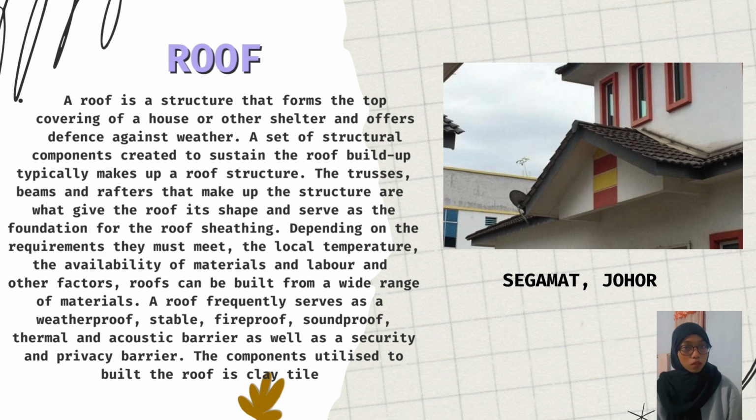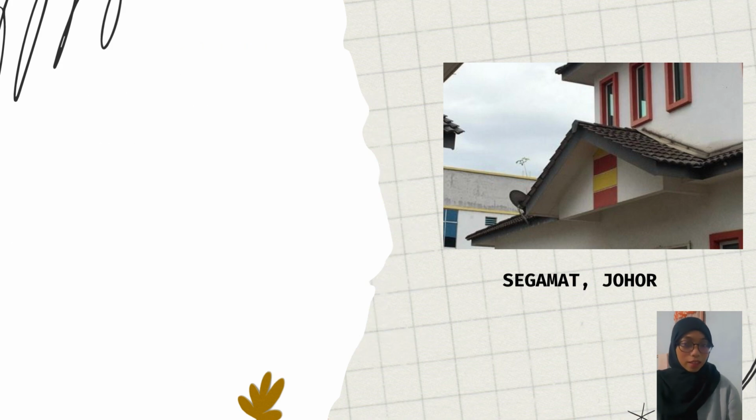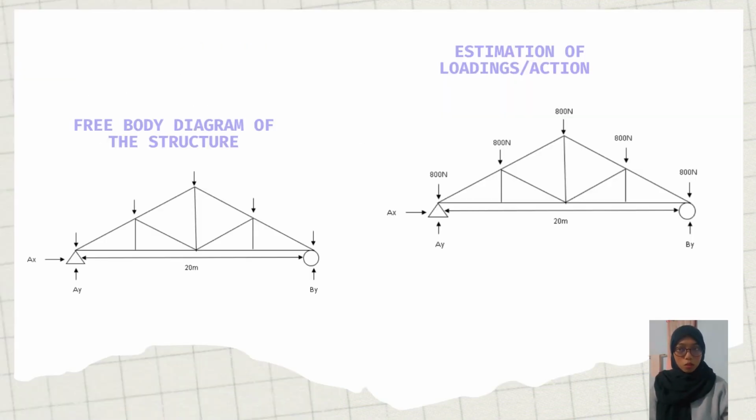A roof can be built from a wide range of materials. A roof frequently serves as a weatherproof, stable, fireproof, soundproof, thermal, and acoustic barrier. The component utilized to build the roof is clay tile. So this is our free body diagram of the roof and the estimations of loadings.